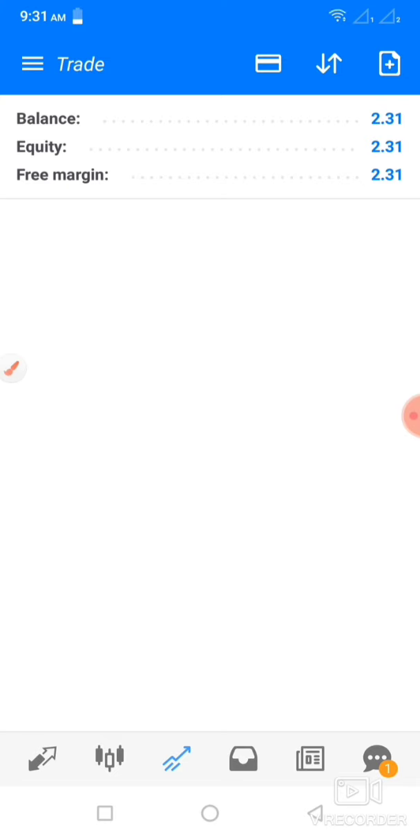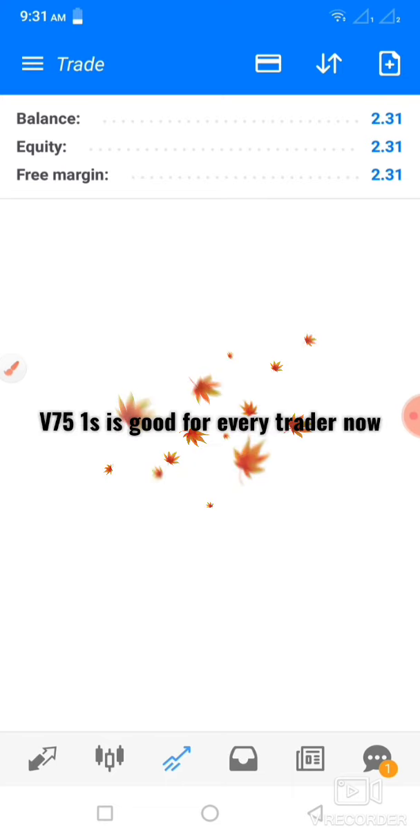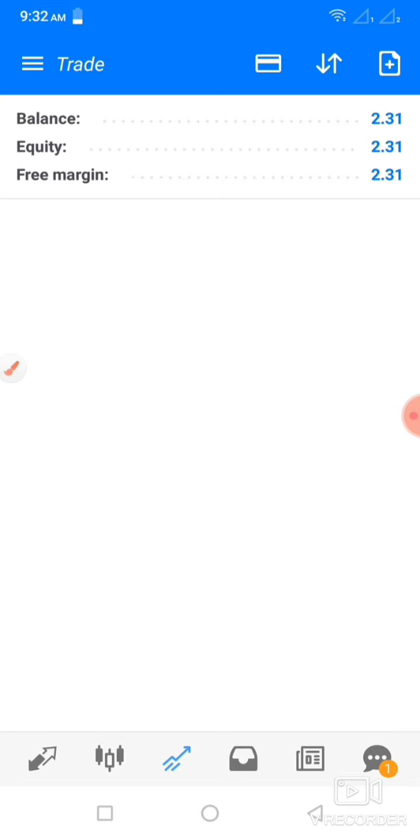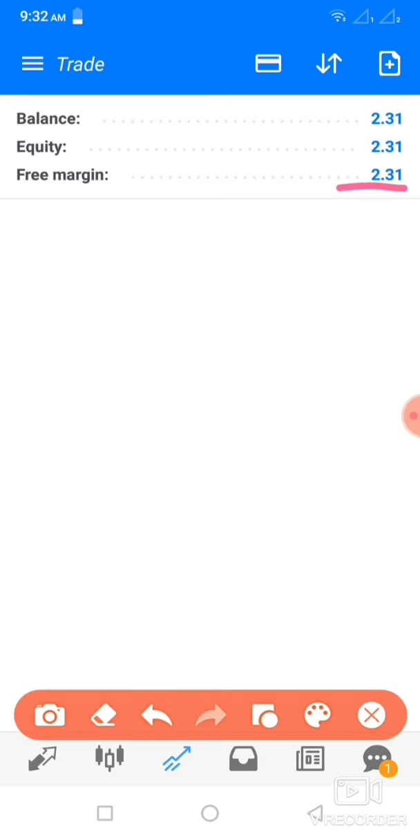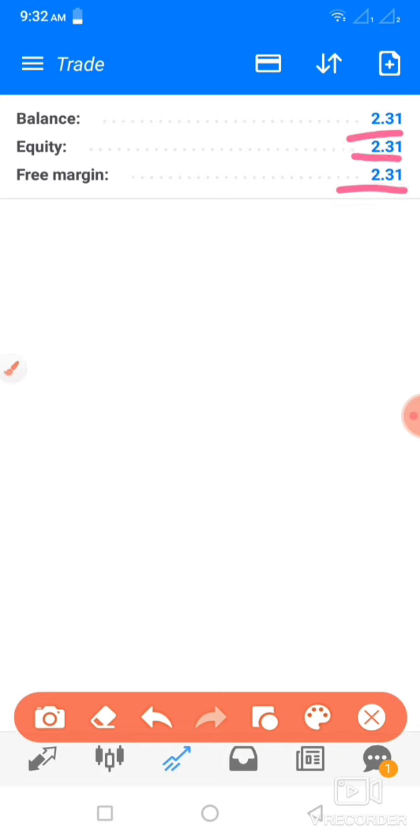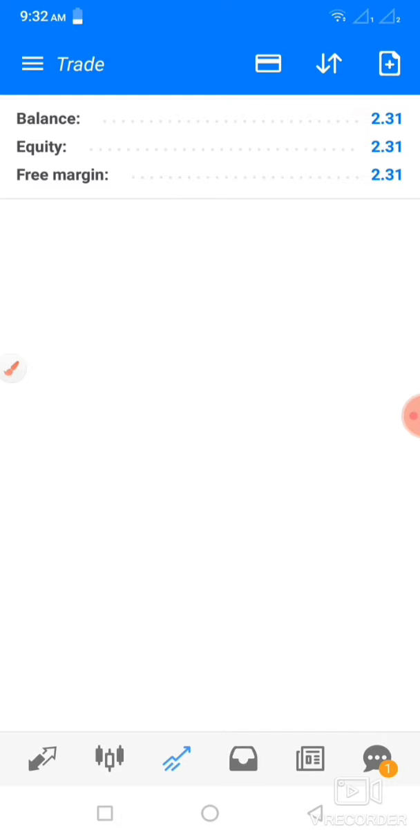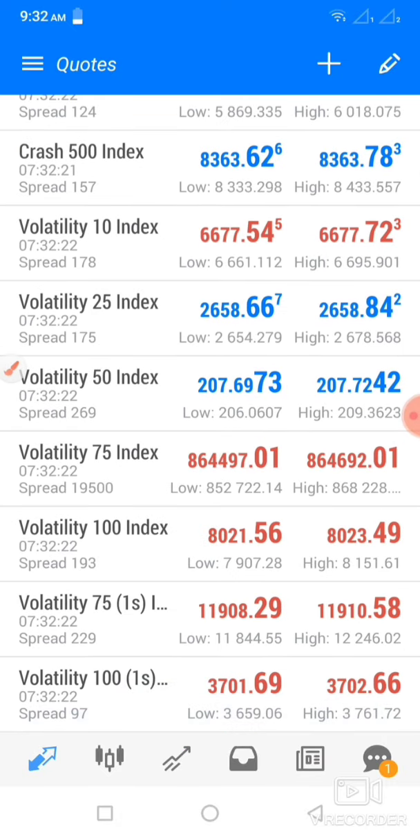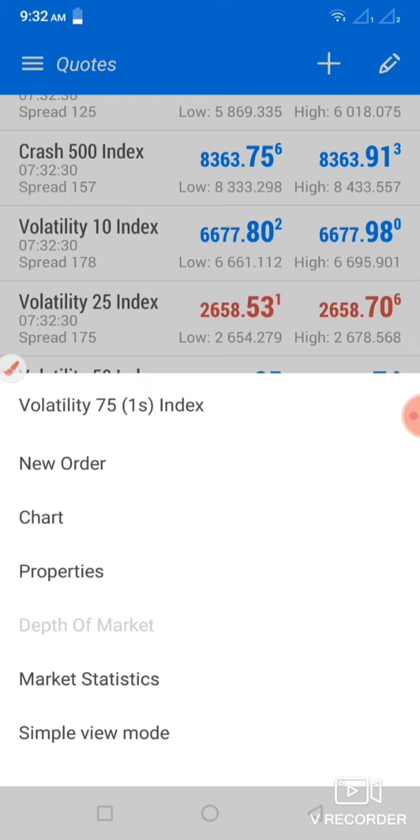which is 100 cents. So what I'm saying now is, if you deposit $1, there is only one asset that you can trade successfully and try by all means to make profit. And I will show you. This is $2.31. As you can see, the equity is $2.31, the balance $2.31. Now, the asset is none other than Volatility 75 1S. This one, second from bottom.